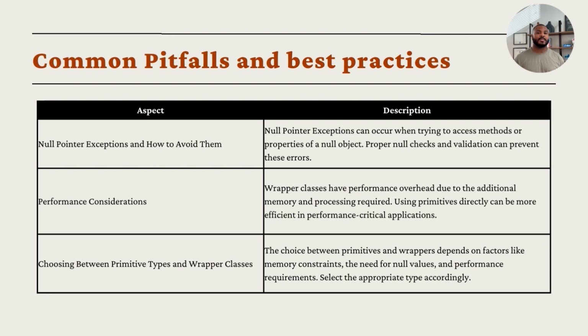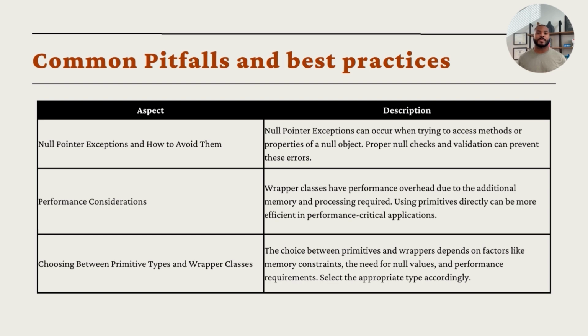When working with wrapper classes in Java, it's essential to be aware of common pitfalls and best practices to write robust and efficient code. So, number one, null pointer exceptions can arise if you attempt to access methods or properties of a null object. To avoid these errors, always perform proper null checks before accessing methods or properties of wrapper objects. This practice ensures that you handle null values appropriately, preventing unexpected runtime errors.